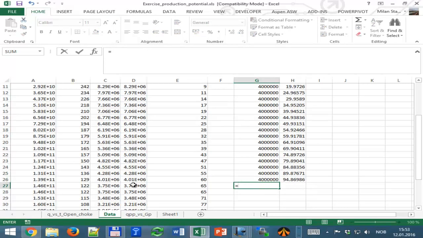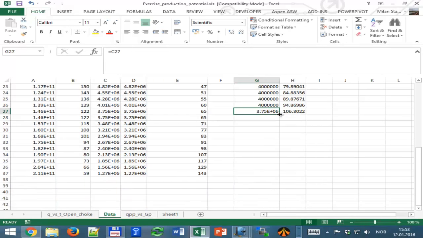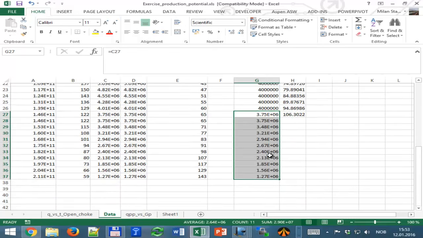And after that we will be obliged, the rate won't be anymore 4, but we will be obliged to follow the production potential. So in that case I take this value here. Okay, I drag it all the way. I'm following from that point on. I will be following the production potential.